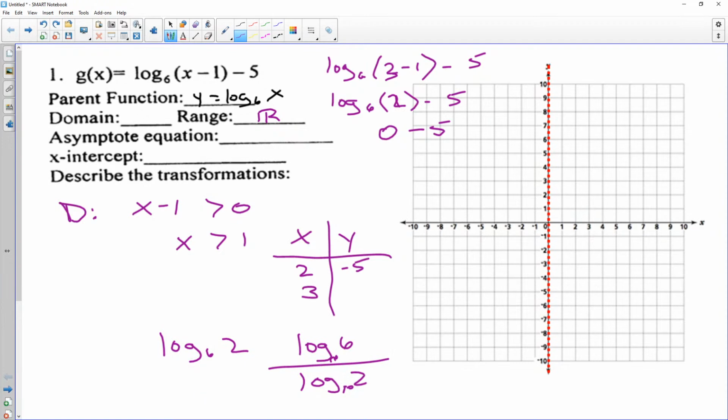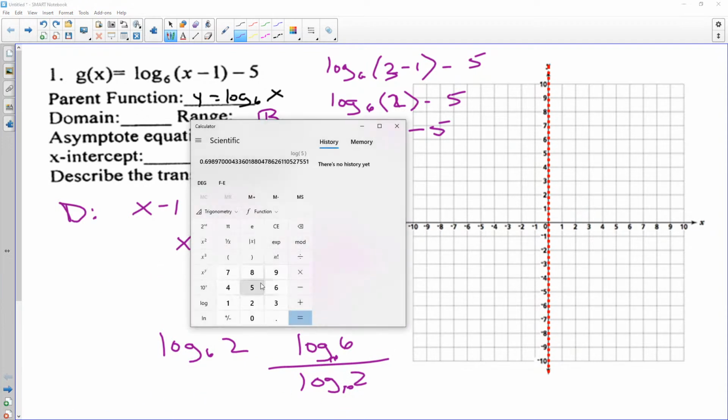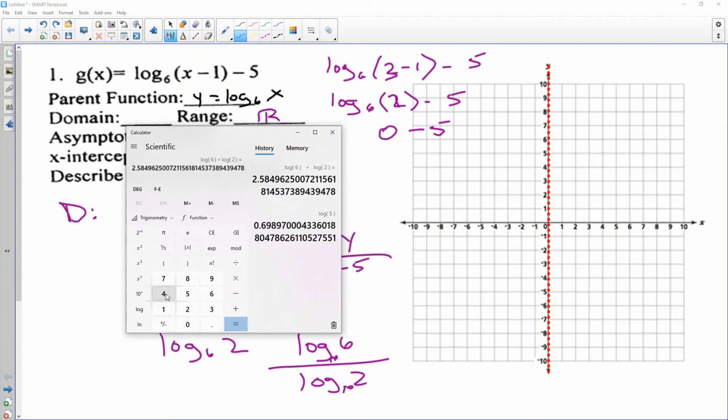So I can actually calculate the log base 6 of 2 by grabbing my calculator, and I'm going to type in a 6, hit the log button, and I get this big ugly number. I'm going to divide that by 2, hit the log button, that ugly number, and I get about 2.5. So let's see if that makes sense. It actually doesn't make sense. Oh, I did it backwards. Let's try that again. 2 should be on top. It's the log of the number over the log of the base.